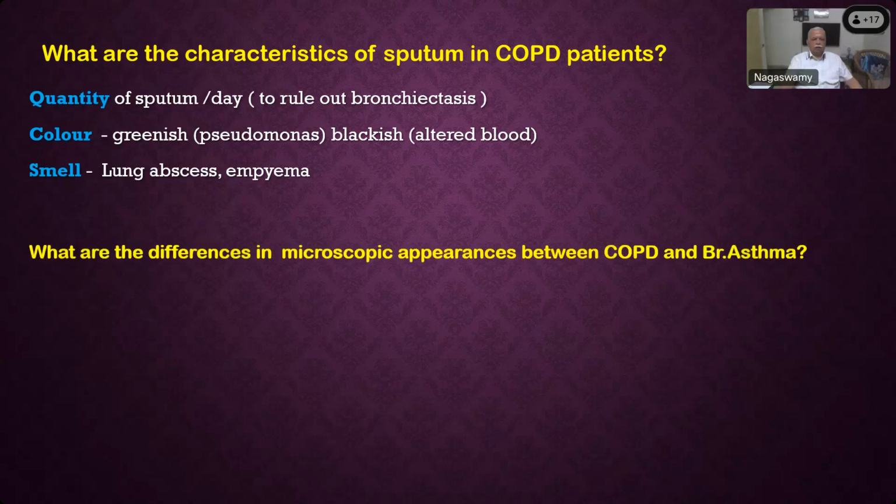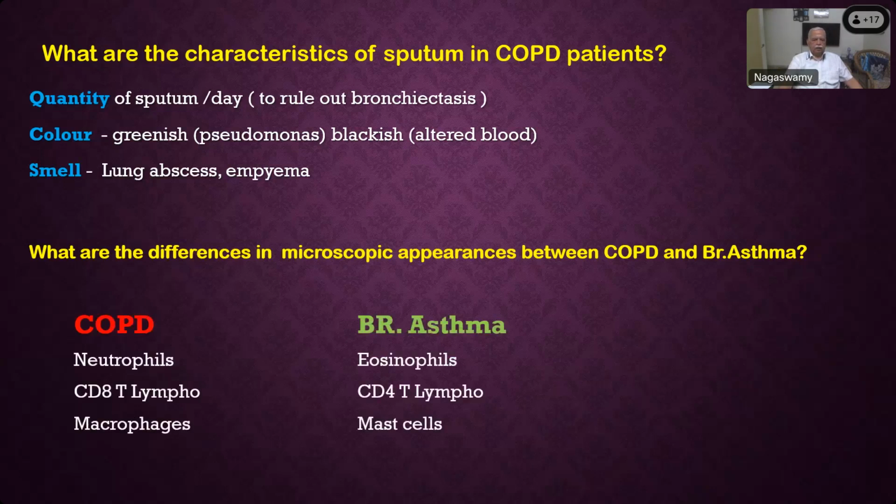And what are the differences in the microscopic appearance between COPD and bronchial asthma sputum? Which is the main test by which we can distinguish between these two conditions? What cells can you find in the microscopic examination of the sputum in a bronchial asthmatic patient? What are the cells that you can normally see in a COPD patient? This is one of the methods to distinguish between these two conditions.